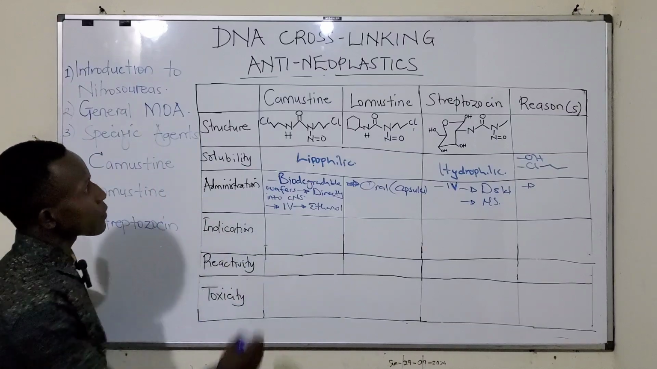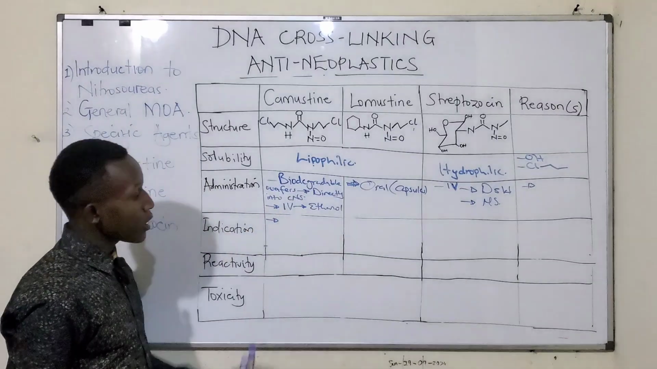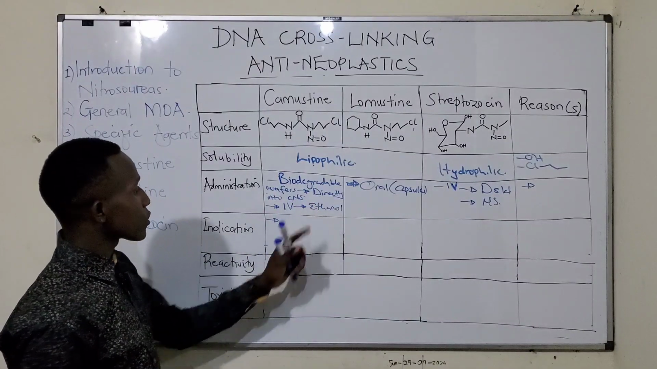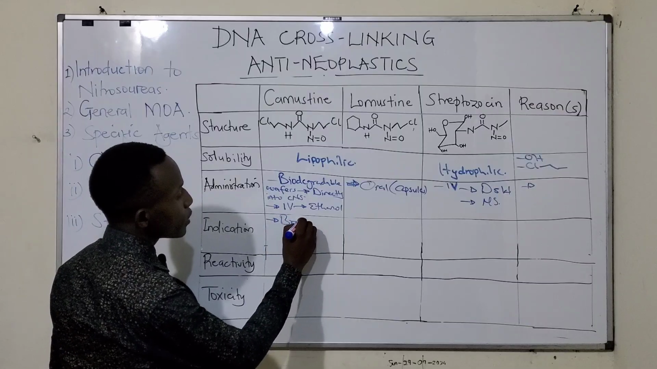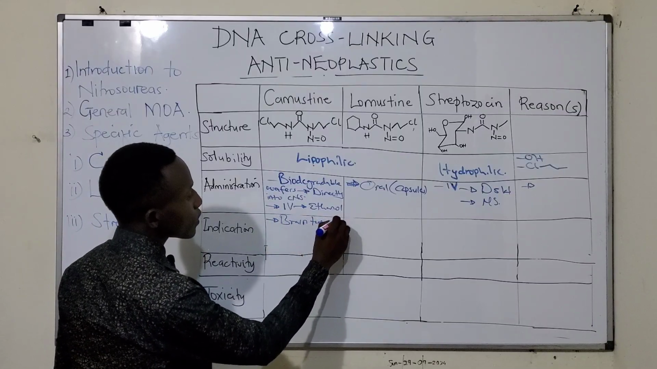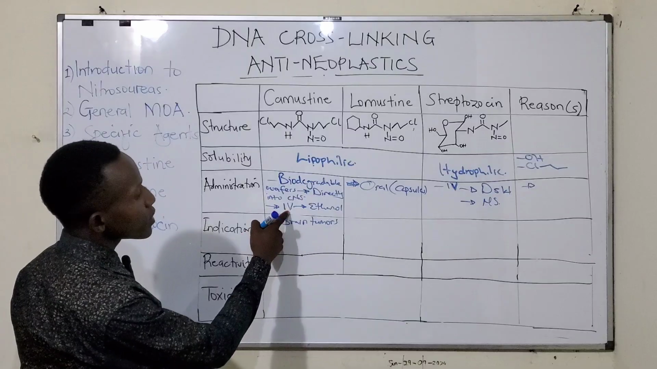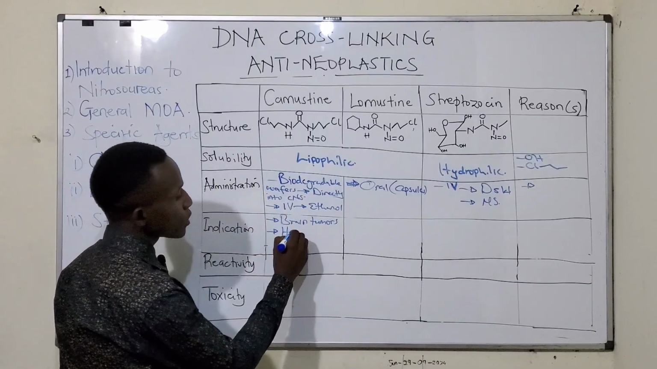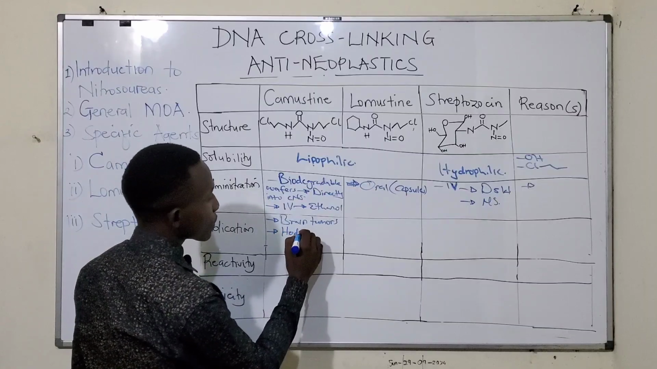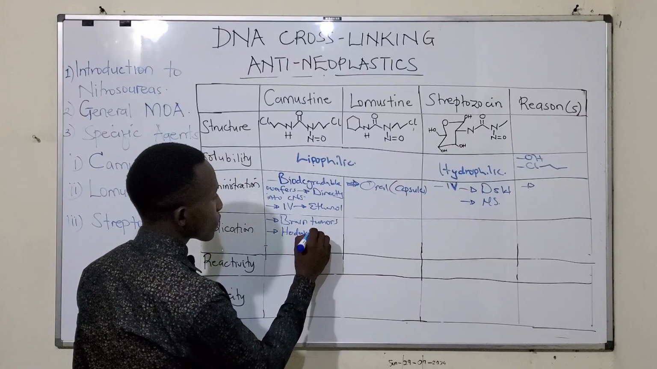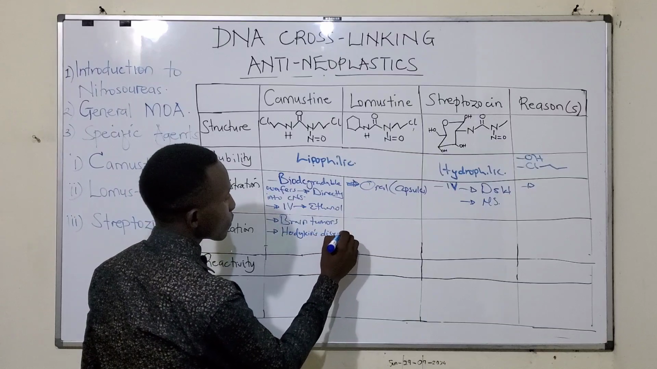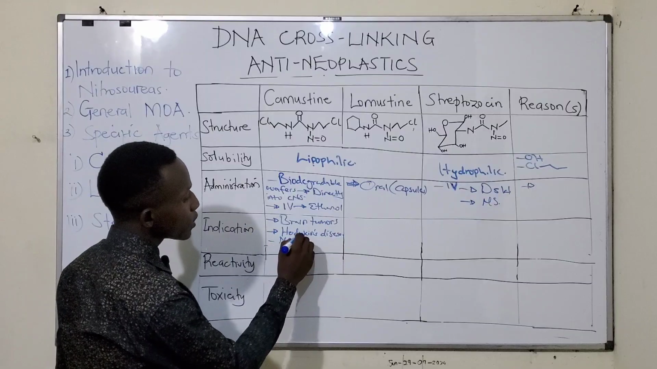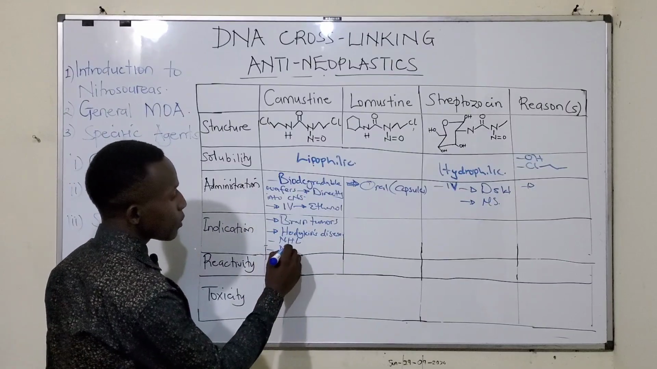When it comes to indications, carmustine, since it is highly lipophilic, can be administered directly into the CNS. So the indication is brain tumors. That's one of them. Also, it is administered IV and can go to the lymphatic system, so it is used to treat Hodgkin's disease. Carmustine is also used in non-Hodgkin's lymphoma and also in multiple myeloma.